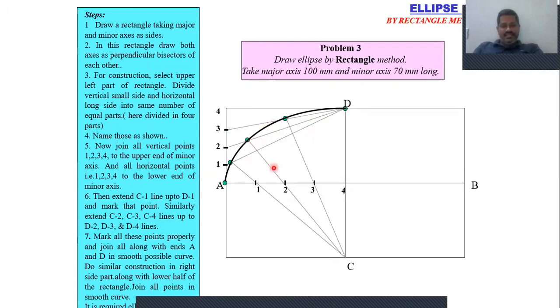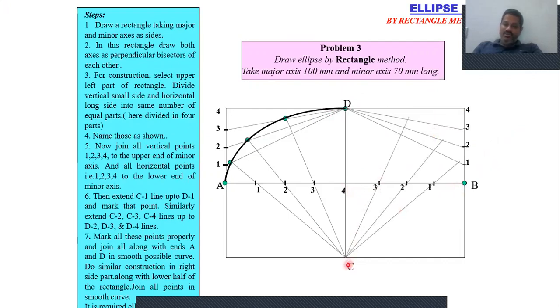Now repeat this similar step to the right side rectangular block also. Divide this height into 4 equal divisions. Divide the width of this rectangle into the same number of equal divisions that we have done height-wise. Then similarly, the upper end of the minor axis is connected to the height points, and the lengthwise points are connected to the lower end of the minor axis like this. Now C3 is extended to D3, C3 dash. So now it is 1, 2, 3, 4, and now these are 1 dash, 2 dash, 3 dash.